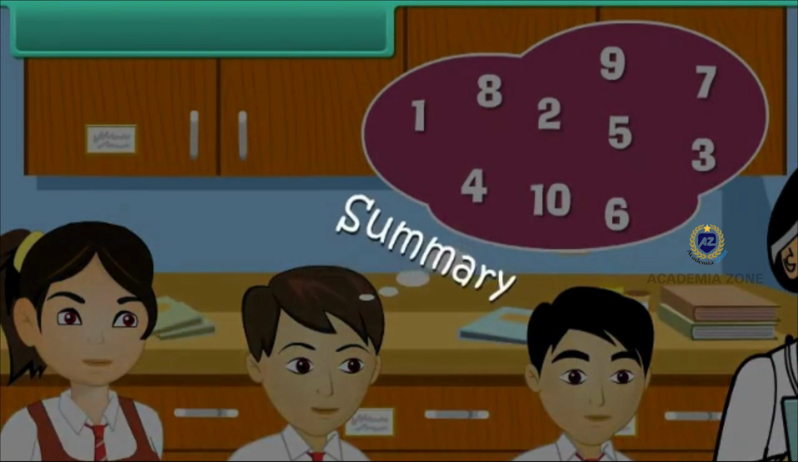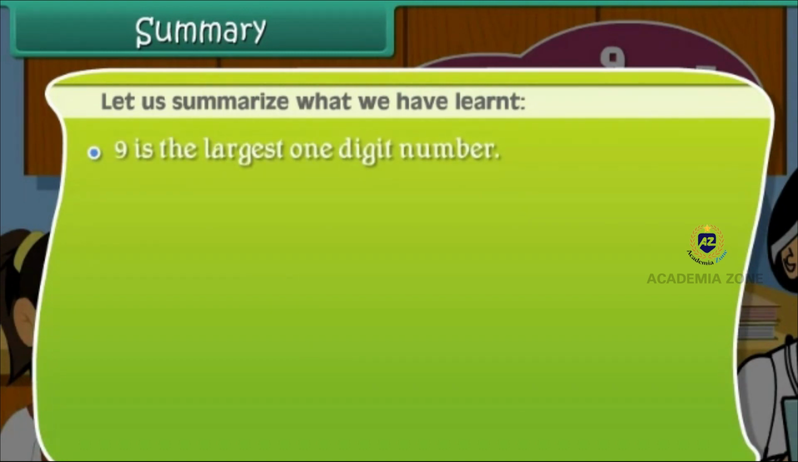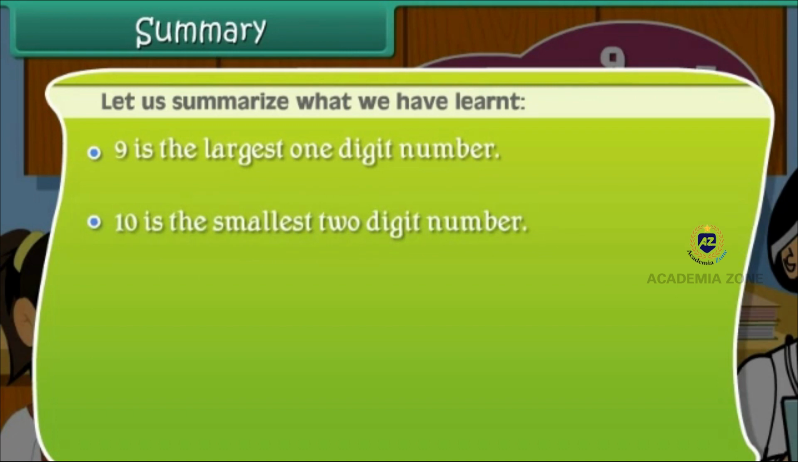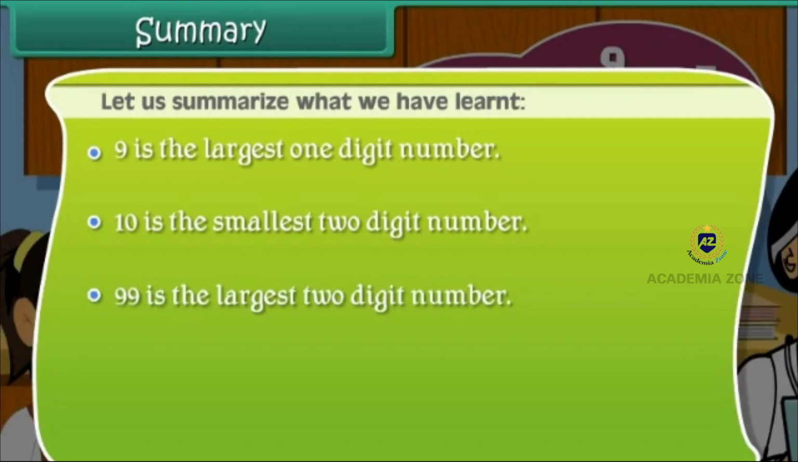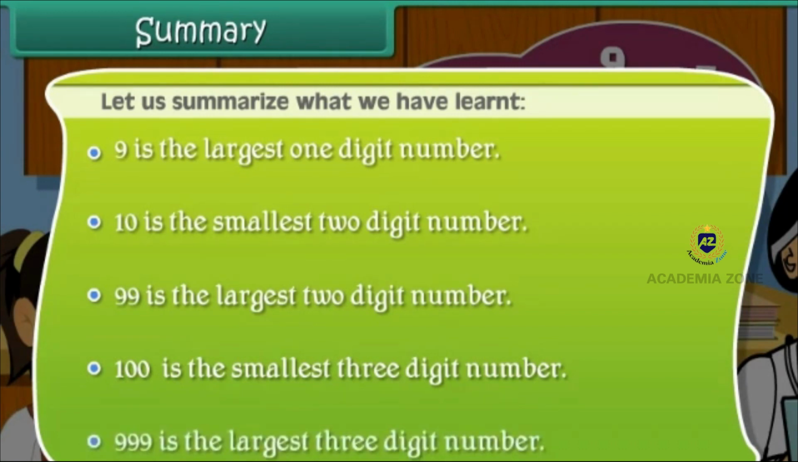Summary. Let us summarize what we have learned. 9 is the largest 1-digit number. 10 is the smallest 2-digit number. 99 is the largest 2-digit number. 100 is the smallest 3-digit number. 999 is the largest 3-digit number.